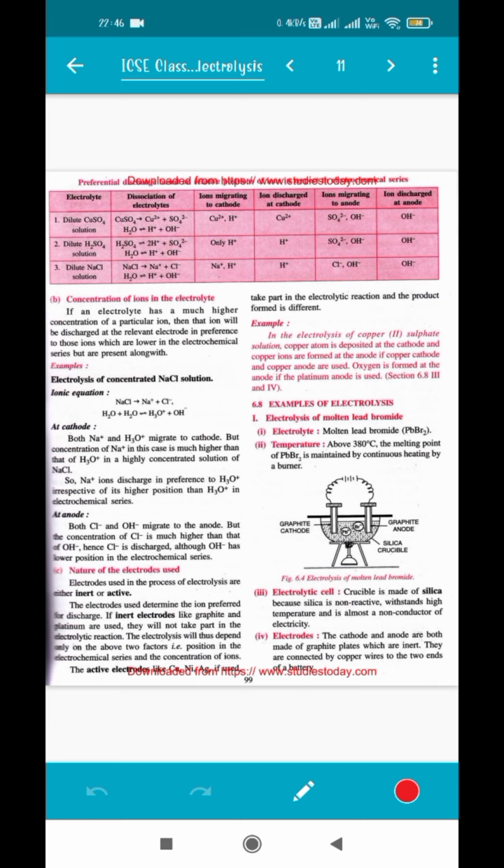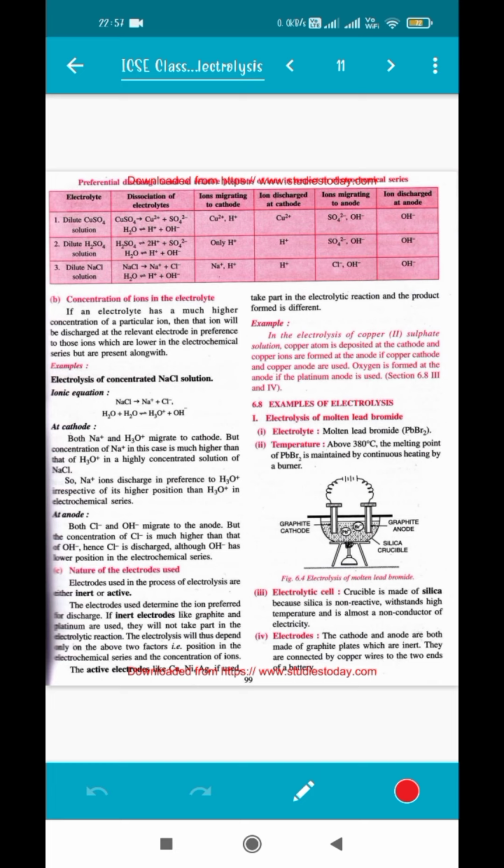So over here in the example also it has been written about the electrolysis of copper sulfate. We will learn about this in detail in the later parts of the chapter. So our first electrolysis is electrolysis of molten lead bromide. Since lead bromide is insoluble in water, we will melt it and we will utilize it as the electrolyte.